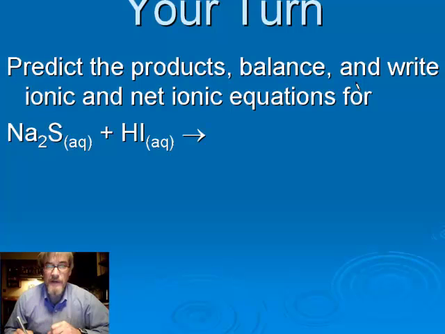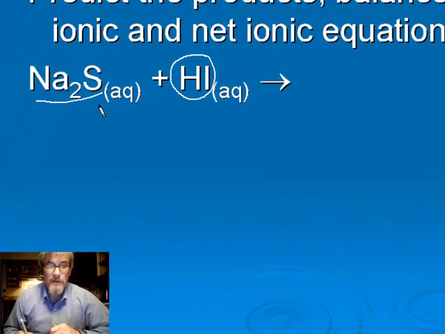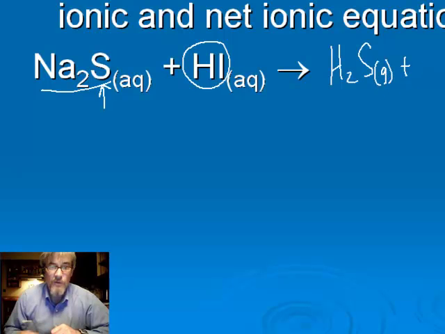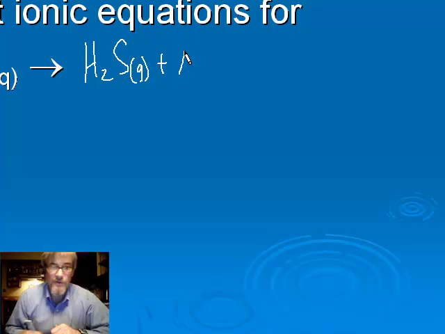Okay, as I'm asking myself my questions, I recognize I do have an acid. HI is an acid, but I don't have a base over here. So it's not an acid-base neutralization. However, I do have a sulfide. The anion for Na2S is sulfide. When that happens, I know I'm going to have as my products H2S gas and a salt. The salt is just the cation from the sulfide, the Na, together with the anion from the acid, which is I. Na plus, I minus makes NaI. And group 1 salts are all soluble.